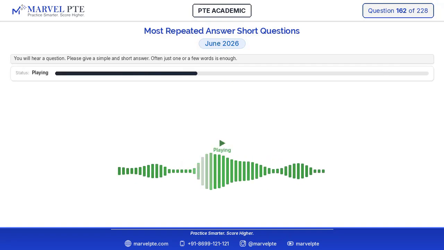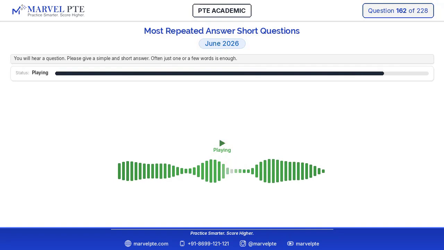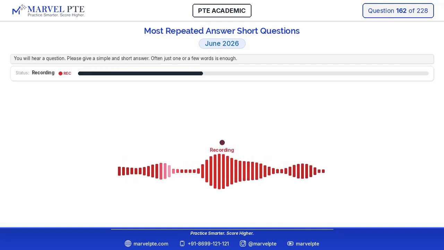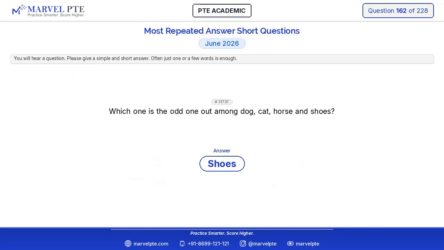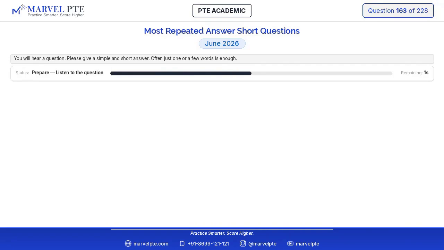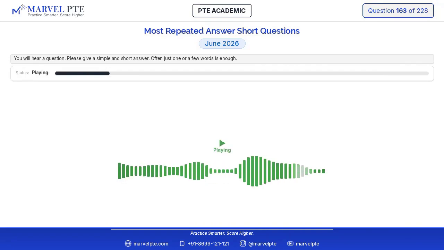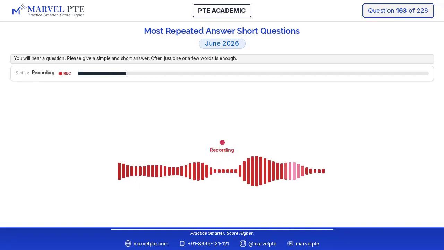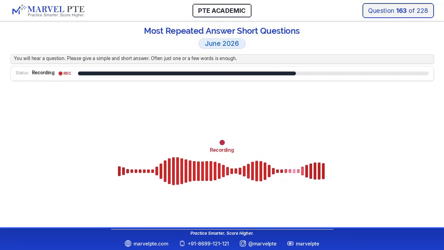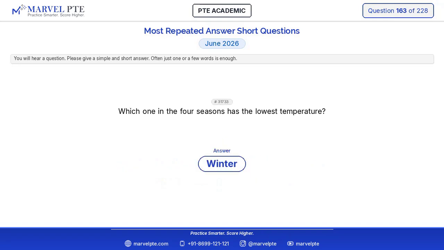Which one is the odd one out among dog, cat, horse, and shoes? Shoes. Which one in the 4 seasons has the lowest temperature? Winter.